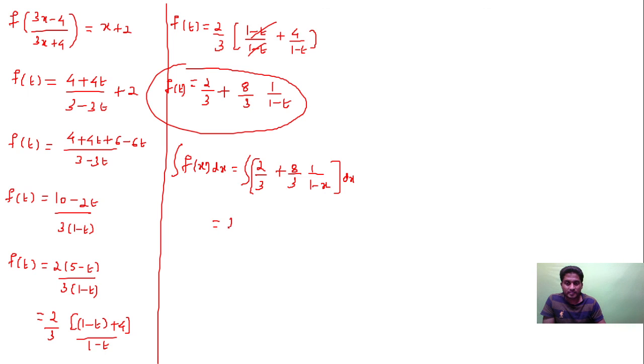So this is 2 by 3x plus 8 by 3. Integration of 1 by x is log x, so you get log of 1 minus x. Coefficient of x is minus 1, divide by minus 1 and plus c. So this is 2 upon 3x minus 8 upon 3, and then you get this as log of 1 minus x, and then plus c.